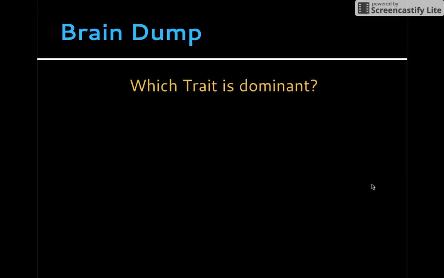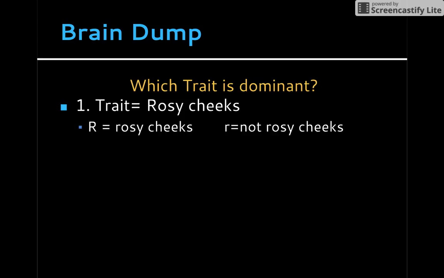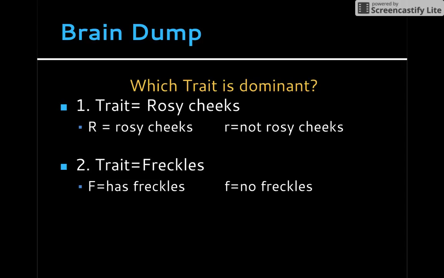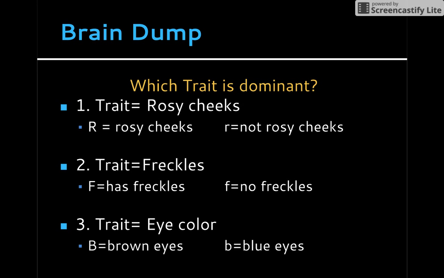Let's do some examples. Which trait is dominant? One trait, rosy cheeks. Big R for rosy cheeks. Little r for not rosy cheeks. Do this in your engaged section of the notebook. What is dominant? And the second one, freckles. Big F has freckles. Little f has no freckles. And trait, your eye color. Big B, brown eyes. Little b, blue eyes. What are dominant?